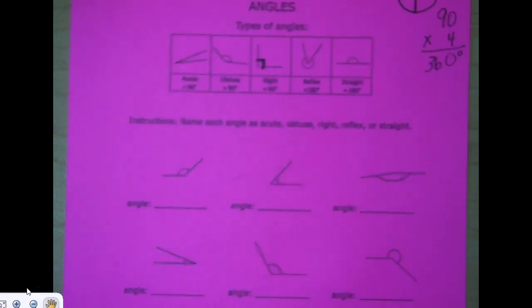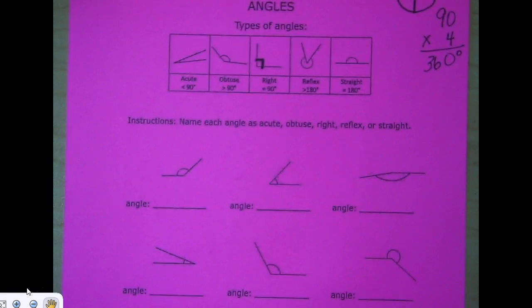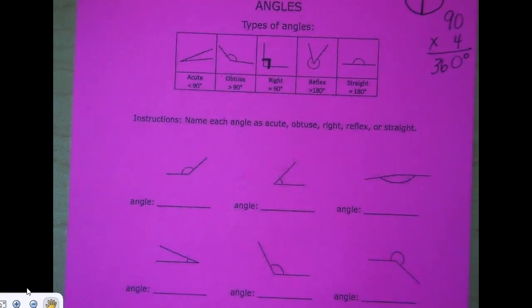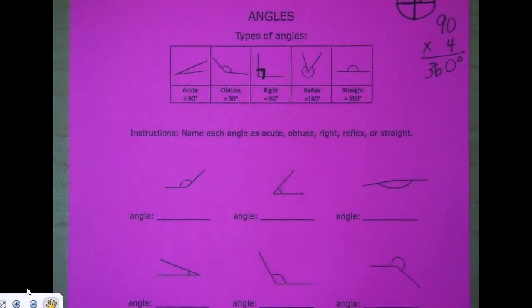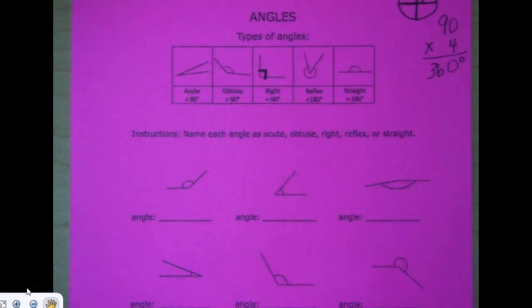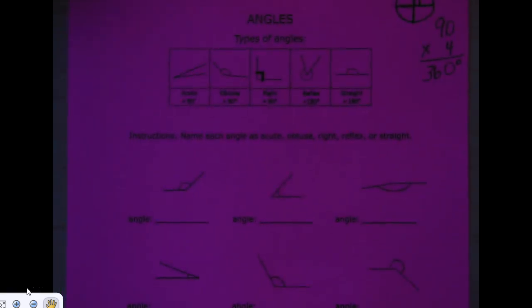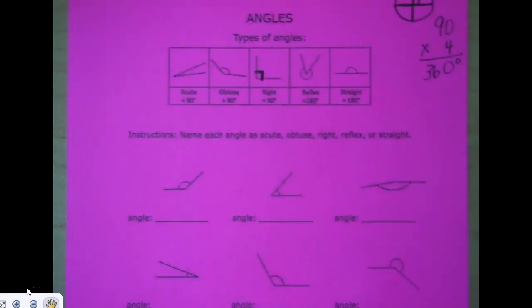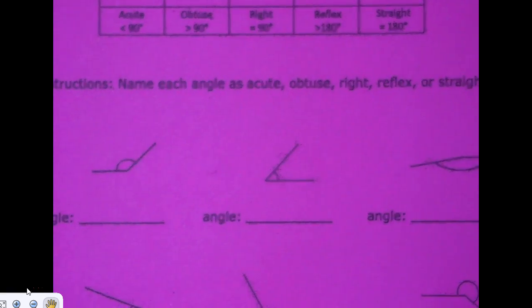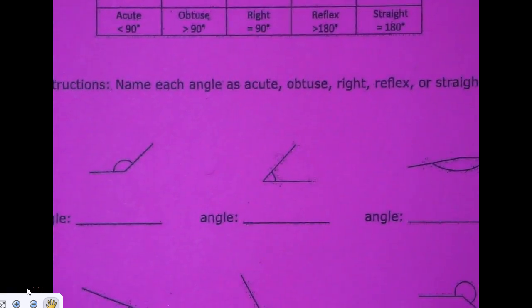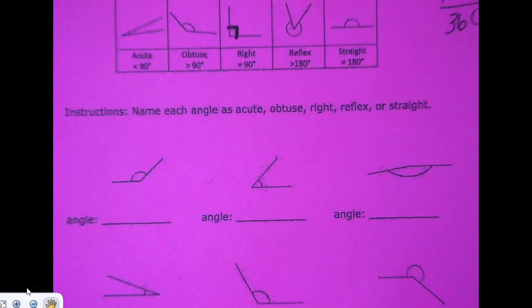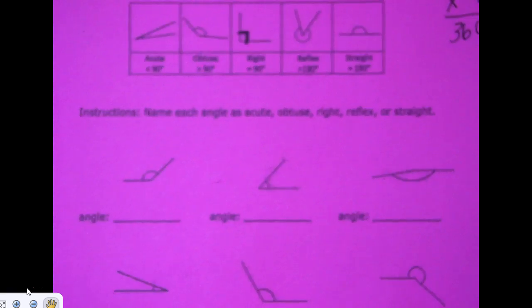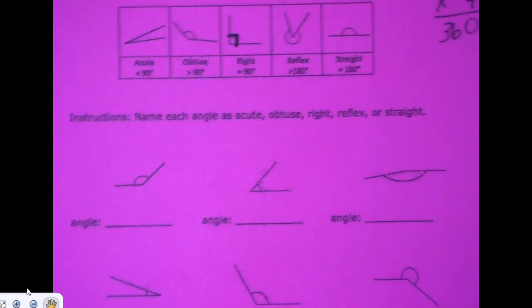Okay, name each angle as acute, obtuse, right, reflex, or straight. Seems to be having a hard time focusing today. Yes, it got tired from the 3-day weekend. Let's see. Seems a little better. Understand what the problem is. It doesn't maybe like the colored paper.